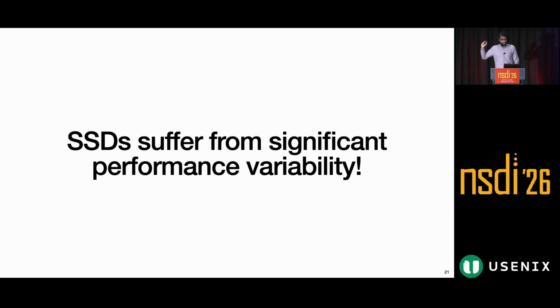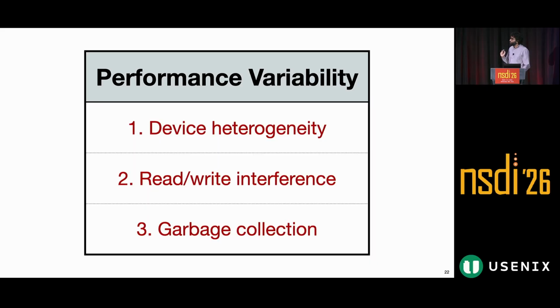So clearly, SSDs suffer from significant performance variability. But what are the sources of performance variability? I list 3 of these here, one of them being device heterogeneity, the other one being read-write interference, and the third one being garbage collection or other SSD-internal events that we have no control over. So ideally, we want to have policies that address each of them. So let's first look at what these sources of variability actually mean.